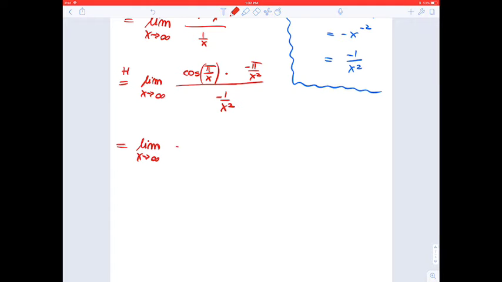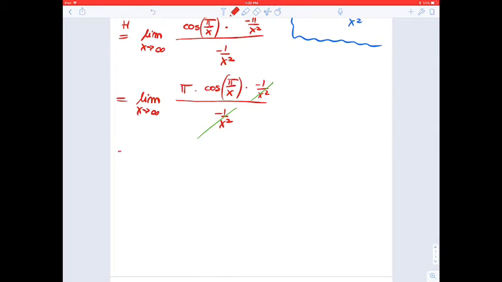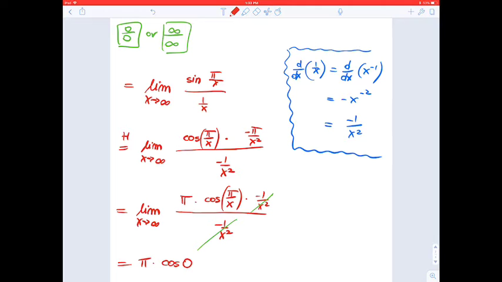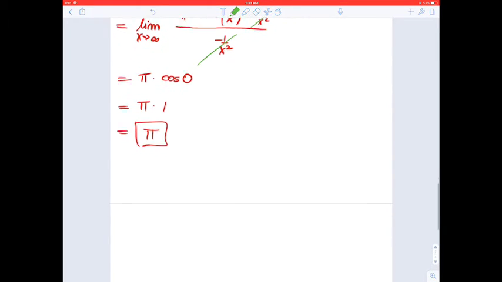Limit as x goes to infinity, I can put pi in front. I can copy cosine of pi over x. I will have negative 1 over x squared and negative 1 over x squared. I can simplify and I end up with the quantity pi. Cosine pi over huge number is 0. Cosine at 0 is 1. The final answer is pi. We did manage to get the form 0 over 0, and apply the L'Hopital rule.